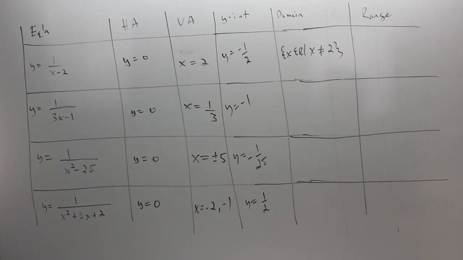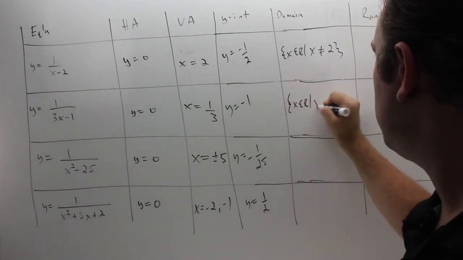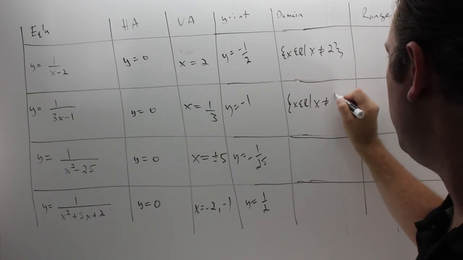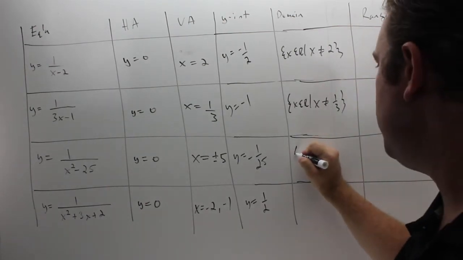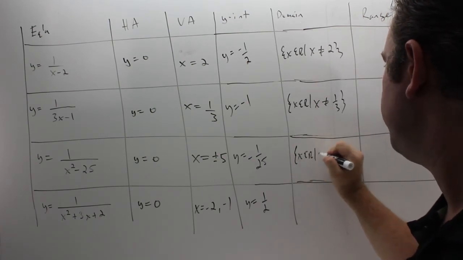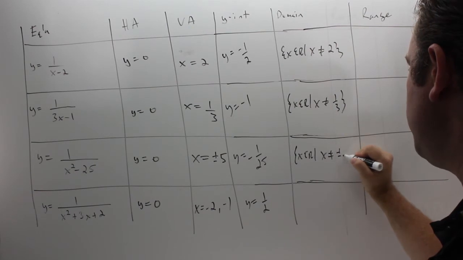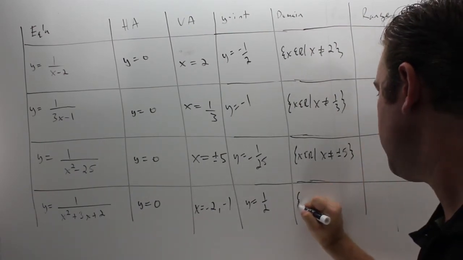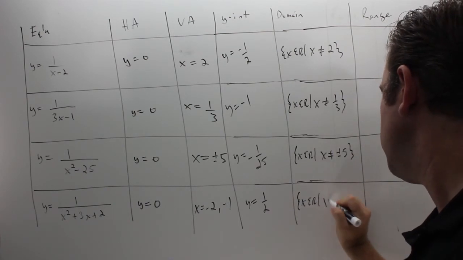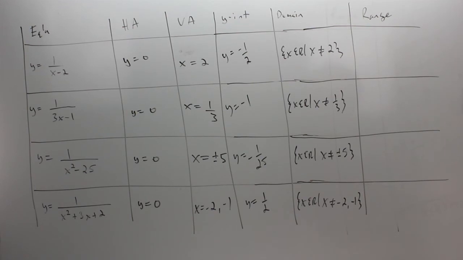For the next one, it's that x can be anything so long as x does not equal 1 over 3. For the next one, it's that x can be anything so long as x does not equal plus minus 5. And for the next one, it's that x can be anything so long as x does not equal negative 2 or negative 1. Like so.